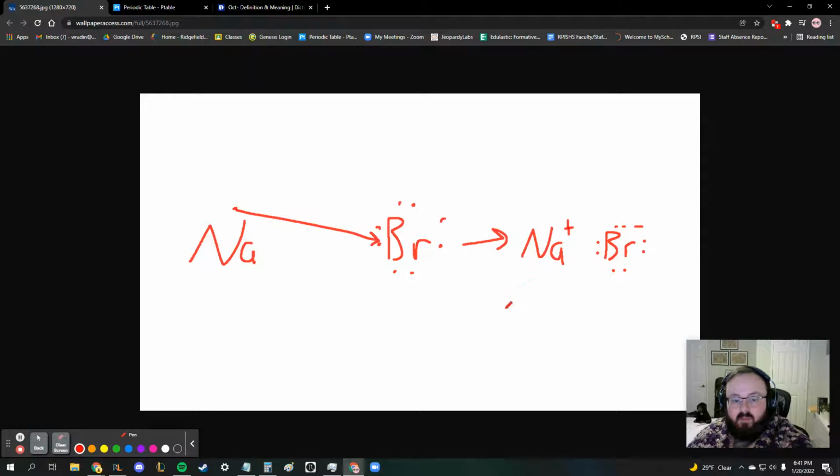Now, both of these atoms are happy. Sodium has 8 valence electrons under this shell, under this ring. Bromine has 8 valence electrons. Both of our atoms are happy, which means they are stable. But just because they are stable does not mean that they don't have a charge. We have a minus charge and a positive charge. This positive charge attracts to this negative charge. This will create what is known as an ionic bond.